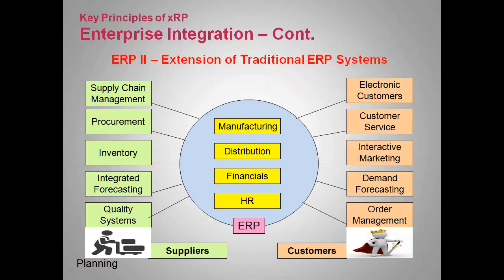And from the customer side, it is customer service. A lot of companies are going that way, so electronic customers are there, interactive marketing is there, demand forecasting, and most important, an order management system should be there, so that I can monitor our orders and fulfill my customer requirements in time.